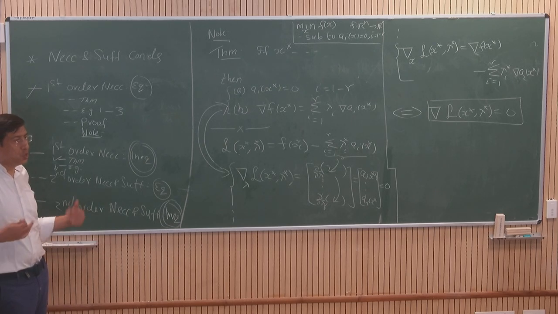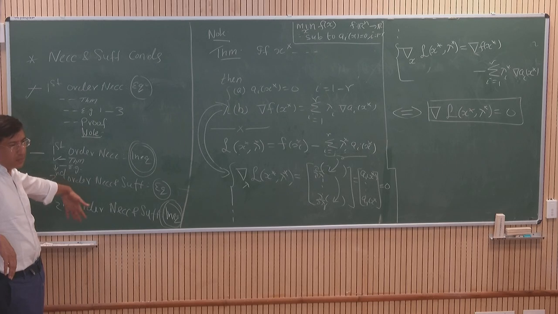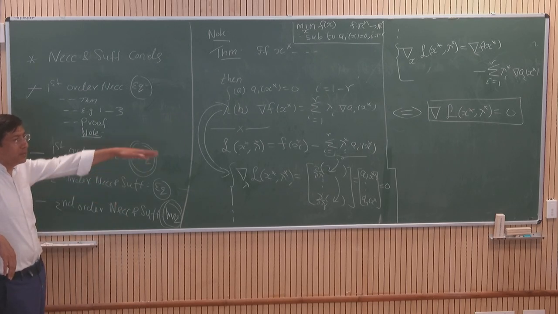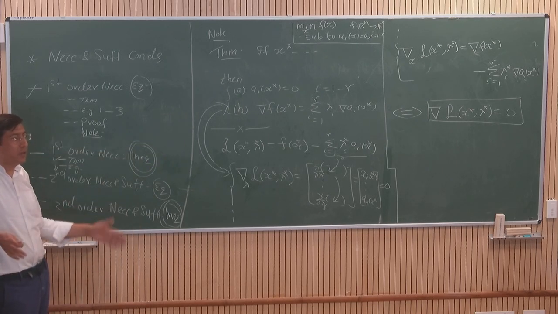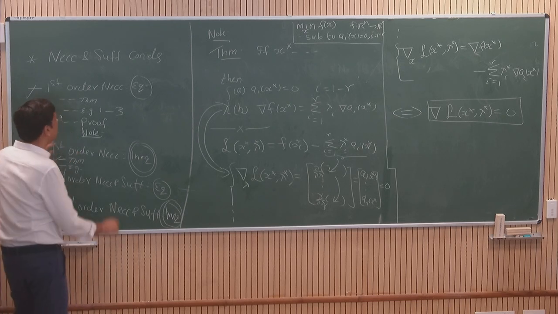The reason I switched to the Lagrangian is that the sufficient conditions, and the necessary ones in the second order, require you to work with the Hessian of the Lagrangian. So it's important to know it. Although for the first order, you don't have to explicitly write the Lagrangian. You can avoid it if you want. Everybody okay? So this was a note here.